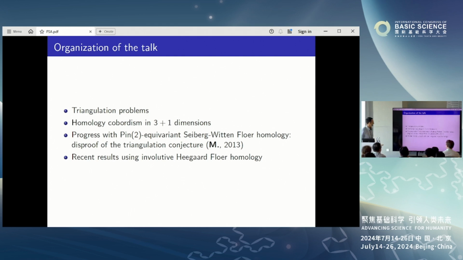And then finally, well, this is some older work from 2013, so I figured I should talk about something new. So what happened since then? Well, this tool evolved into another tool that's more useful in other contexts called Involutive Heegaard Floer homology, and I will describe a few other recent results in low-dimensional topology using Involutive Heegaard Floer homology.